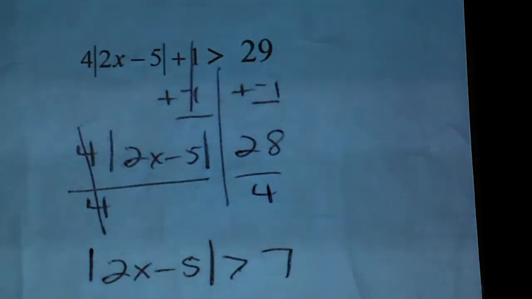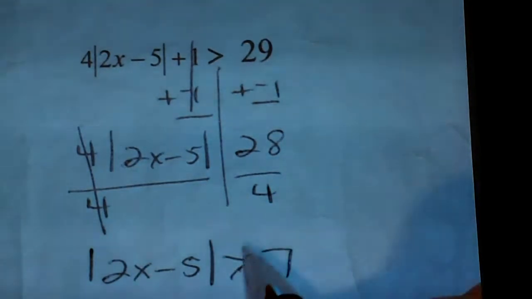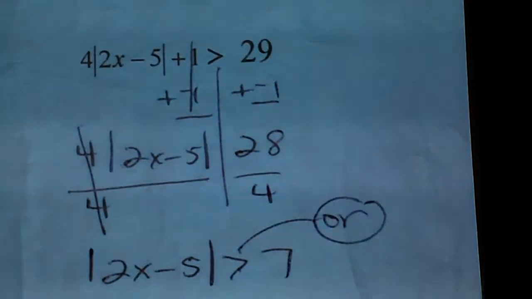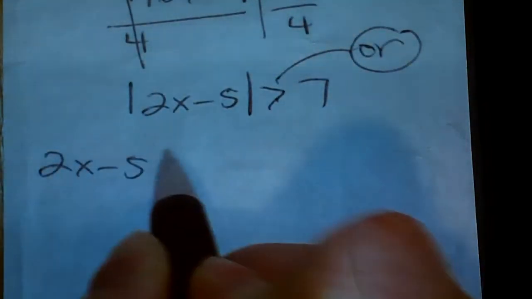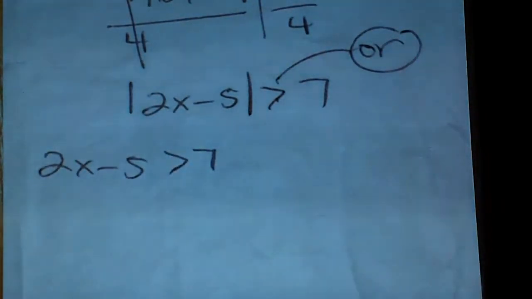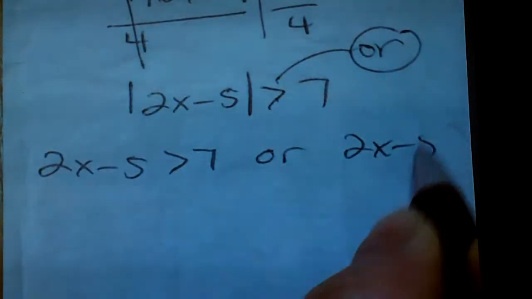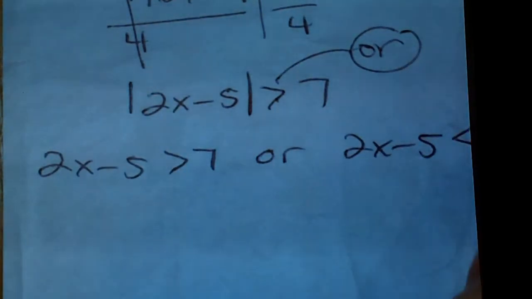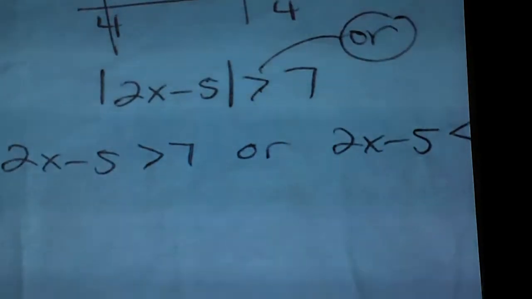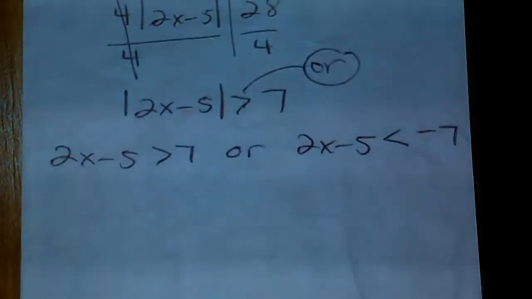Okay, at this point, you need to decide, is this an and or an or? It's greater, so that means this is going to be an or graph. So now we want to separate it into our two equations. So 2x minus 5, yes, that value can be greater than 7, or 2x minus 5 can be less than negative 7. So I'm flipping the direction of the sign and changing the sign of the digit.